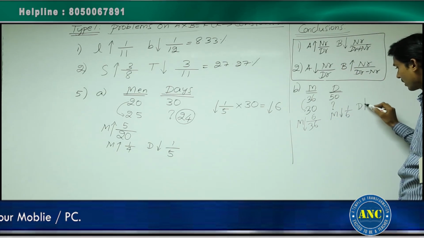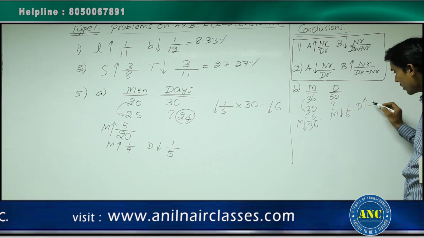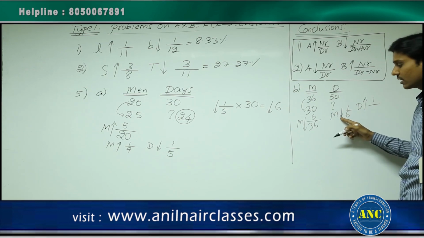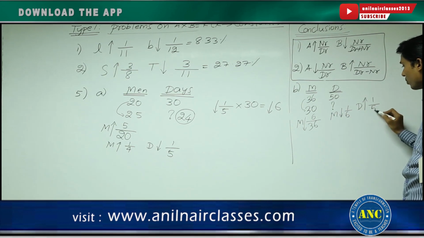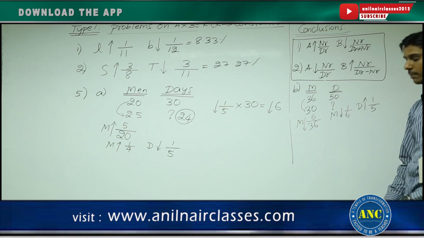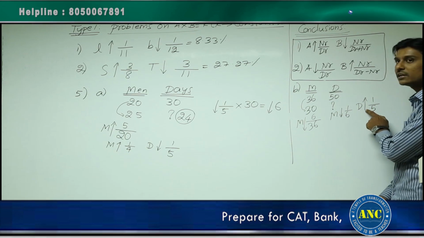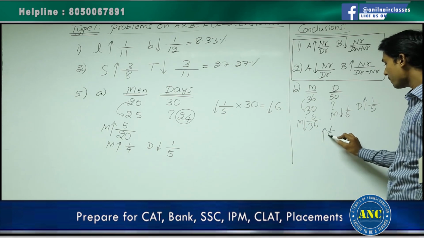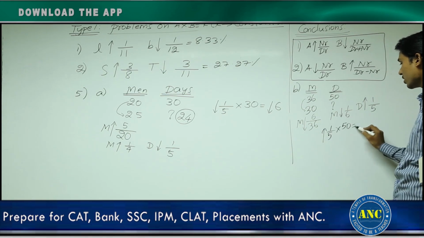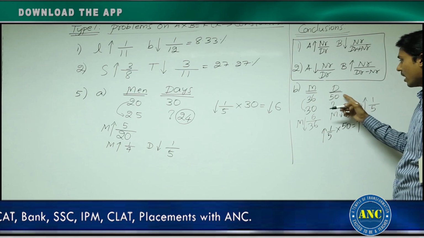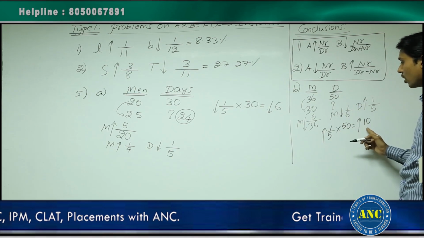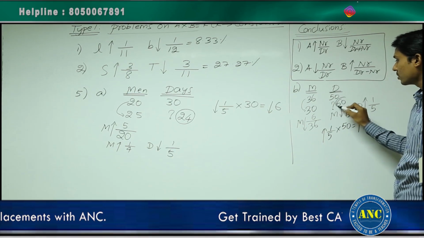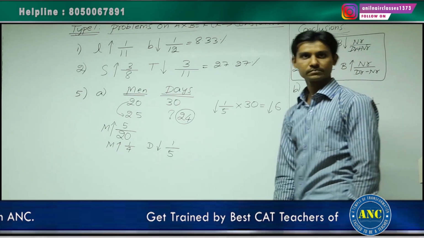If men decreases, days should increase. No change in numerator. The question consists of decrease. Decrease the denominator by numerator. It is 1 by 5. That means there should be an increase of 1 by 5 from the initial value. Increase of 1 by 5 from 50 means an increase of 10 days. Earlier 50 days, increase of 10 days. What should be the answer? 60 days. Answer is 60.